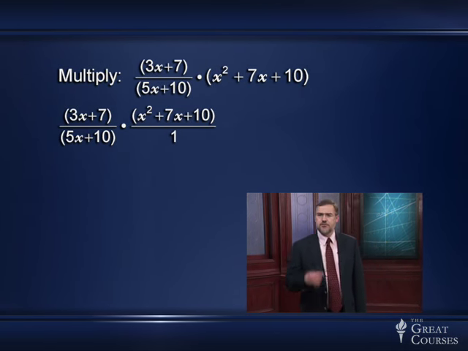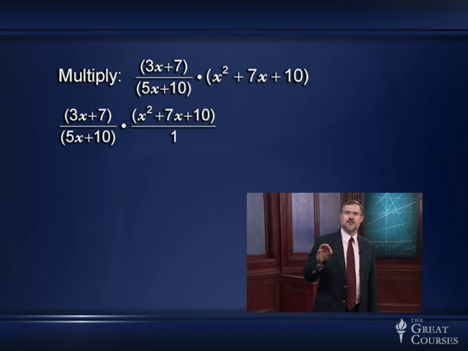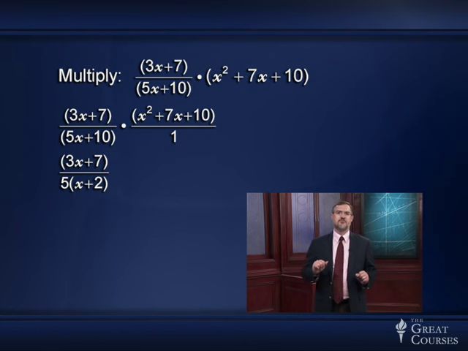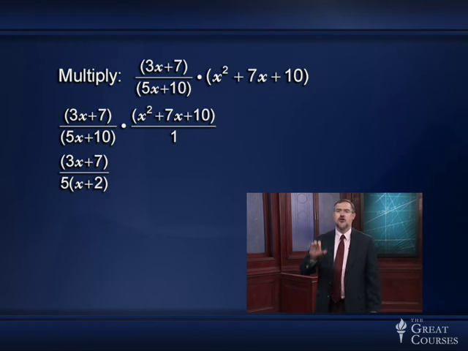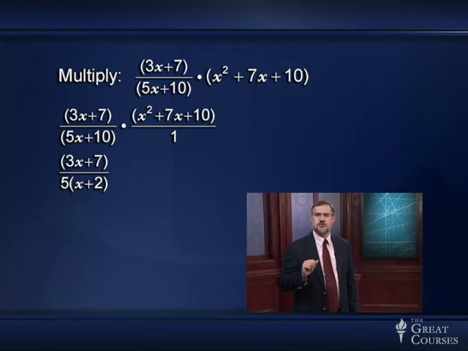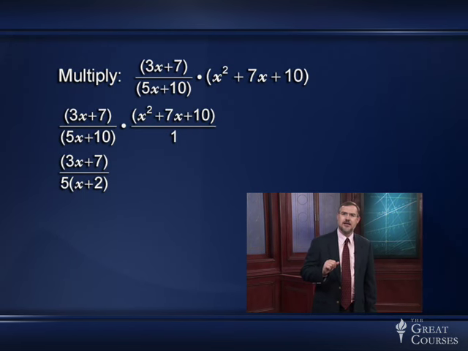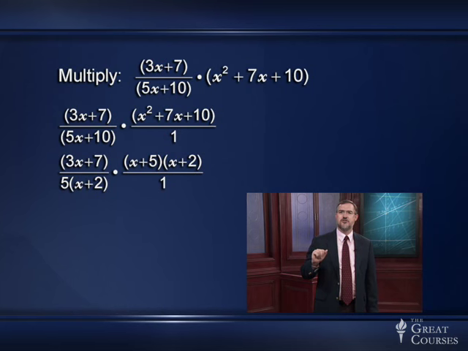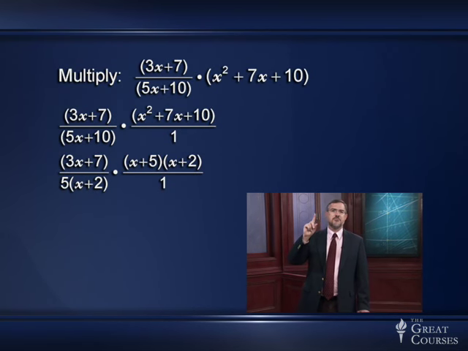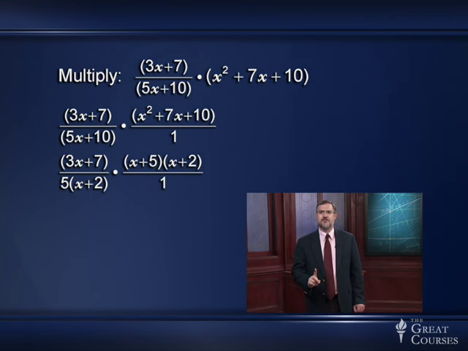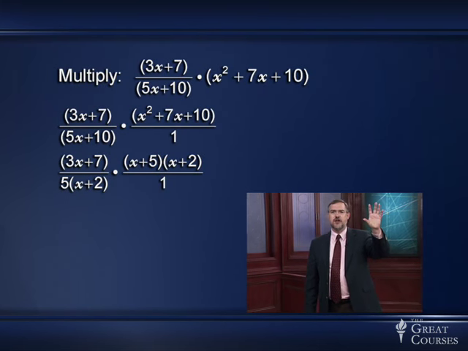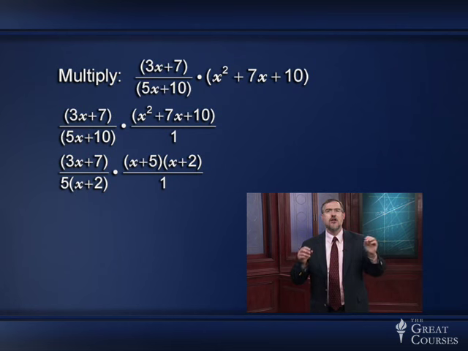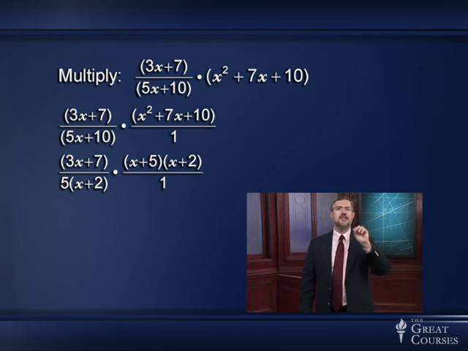Well, I see from the first fraction that the denominator, 5x plus 10, is the same as 5 times the quantity x plus 2. And I also see that the numerator of the second fraction, the x squared plus 7x plus 10, can be factored as x plus 5 times x plus 2. So there's actually an x plus 2 in the denominator of the first fraction and an x plus 2 in the numerator of the second fraction. Since everything's being multiplied together, those x plus 2's can be canceled.